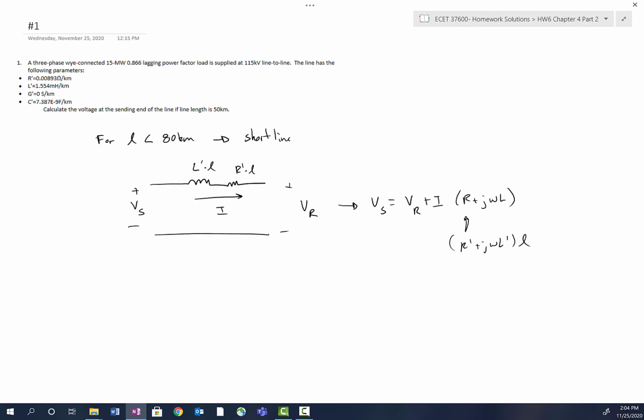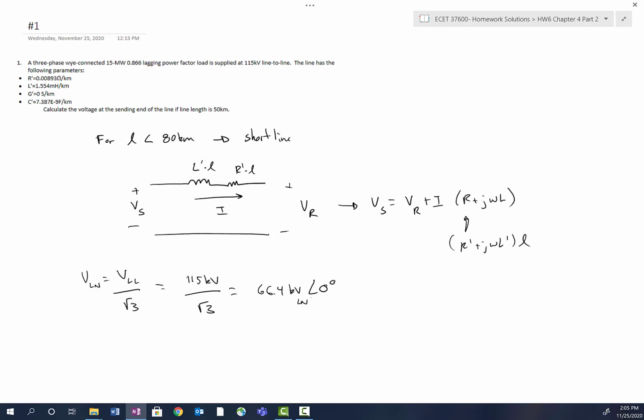This model is a line to neutral model, so we need to go from line to line to line to neutral. So V line to neutral is voltage line to line divided by the square root of 3. This was a 115 kV line, so we need to divide 115 by the square root of 3. We get 66.4 kV. We will make that our reference. It's the known value, and this is line to neutral. We then need to know what the current flow through the transmission line is.